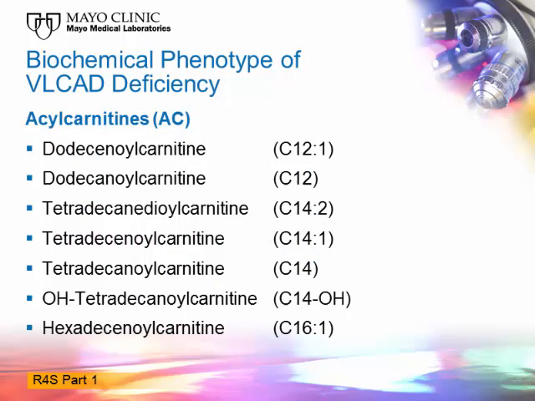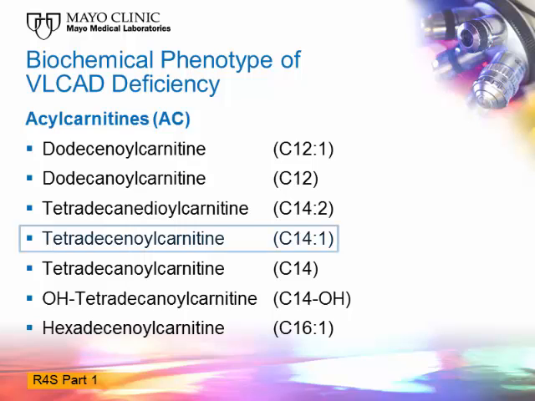The biochemical phenotype of VLCAD deficiency is defined primarily by a series of saturated and unsaturated acylcarnitine species, with a length of a fatty acid chain between 12 and 16 carbons. The full names of these markers are shown here, but will not be mentioned again in this presentation and will simply be replaced by the abbreviated name shown within parentheses.